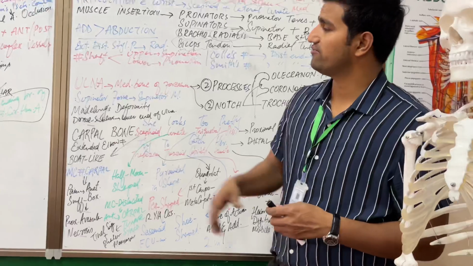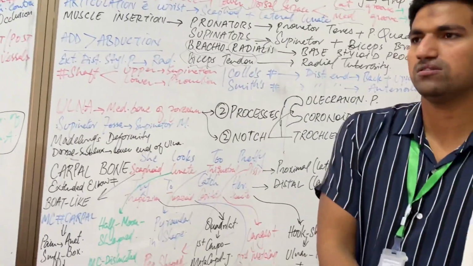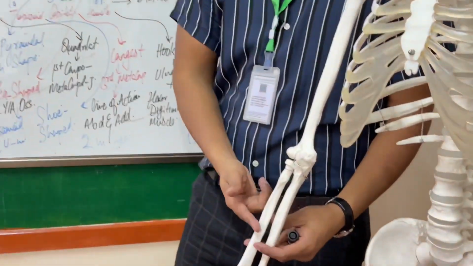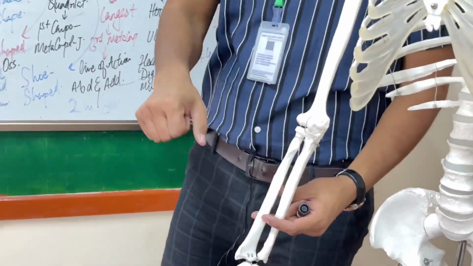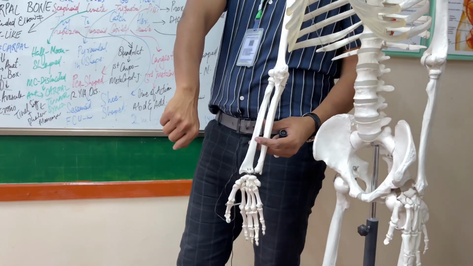Then we talked about what will happen if there is a fracture of the shaft of the radius. If the shaft of the radius is fractured, the upper part of the radius will be supinated and the lower part of the radius will be pronated.